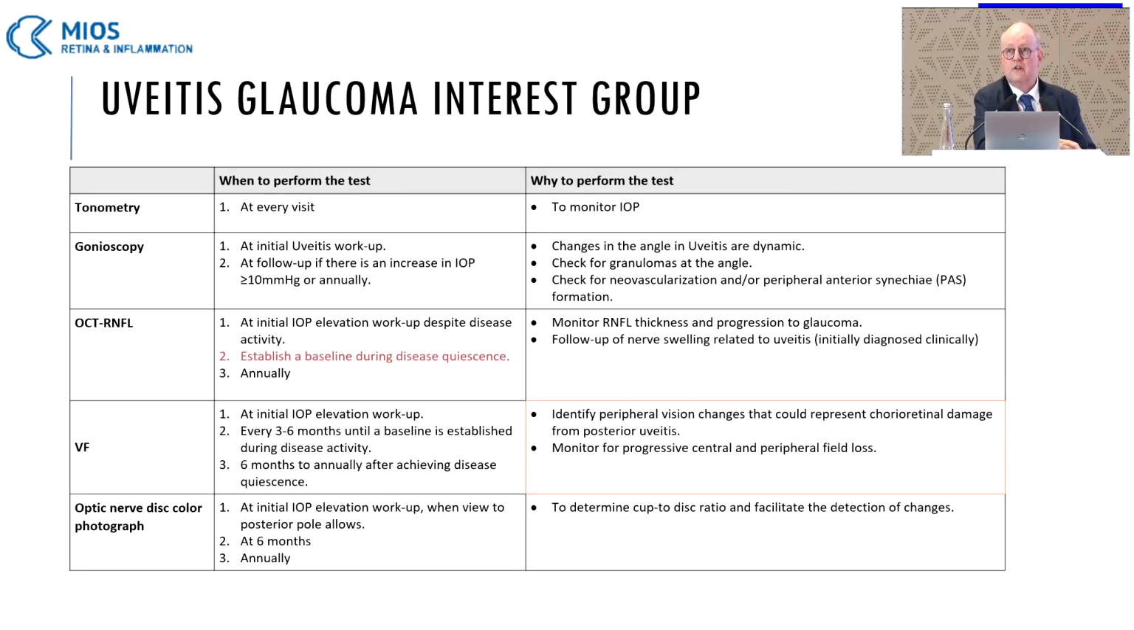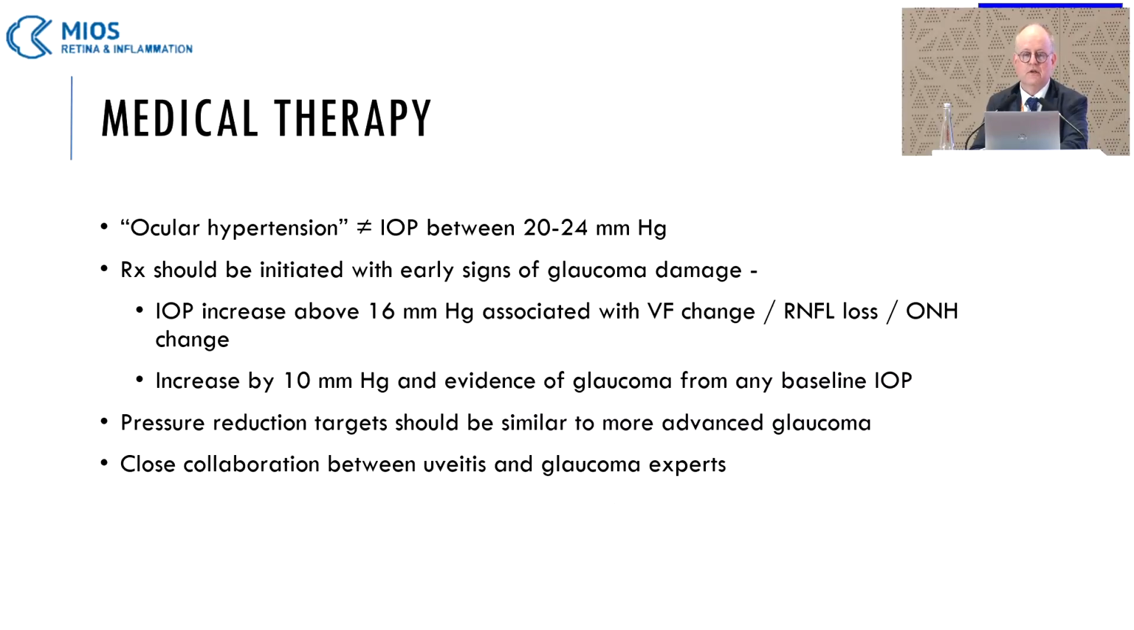Similarly, visual field should be done frequently enough to get a baseline, and then depending on whether there are any signs of glaucoma or visual field changes or NFL changes, you should go from doing it annually to more frequently. And finally, optic nerve head photos are always useful. They're easy to obtain, and I think in most settings should be done.